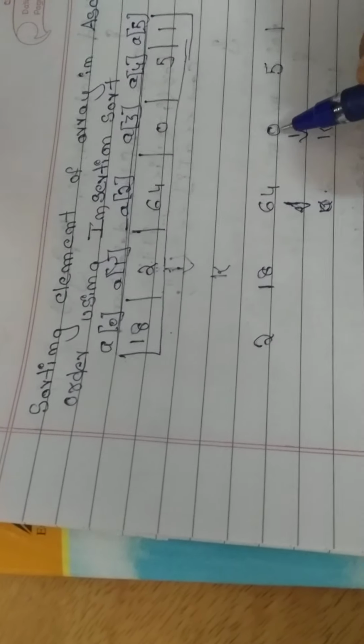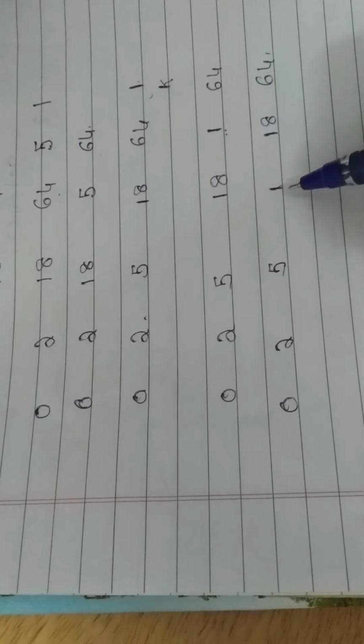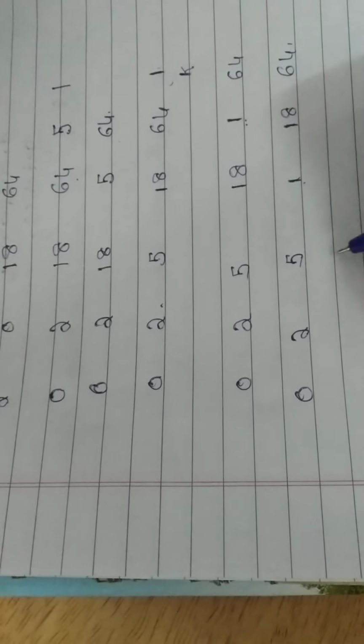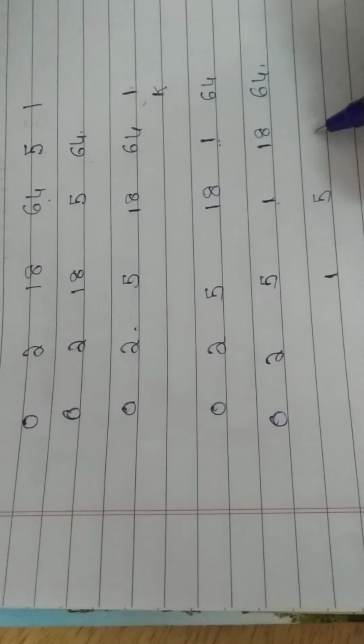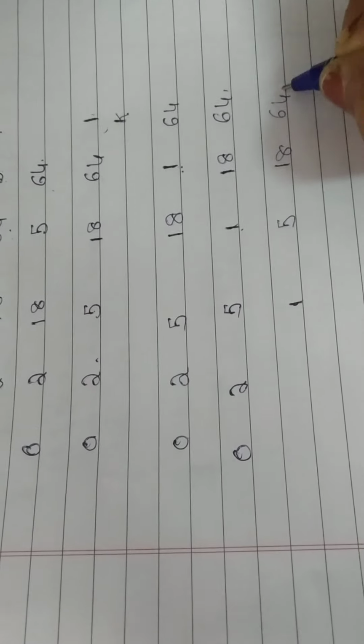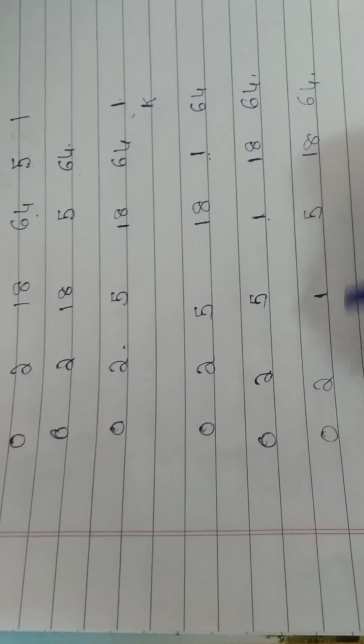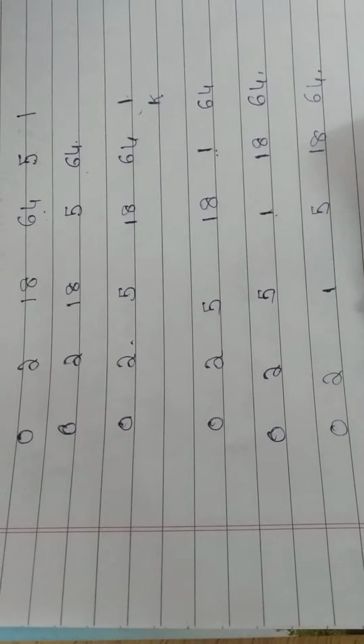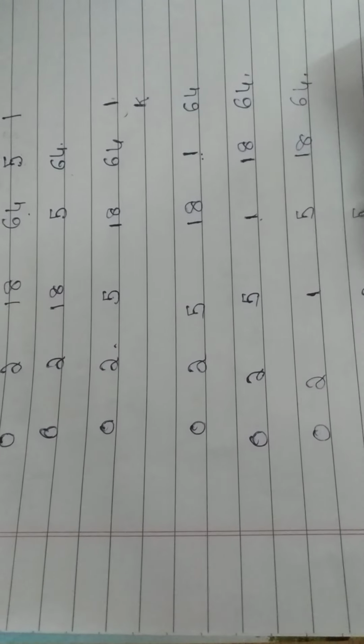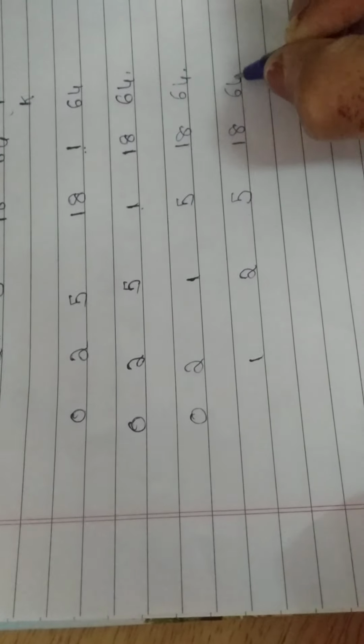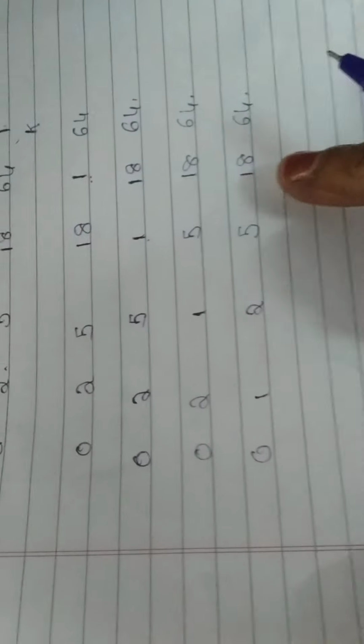5, 18. Now you can see here, what is there? 1. 1 is a less value, so we'll shift 1 here. So 1, 18, 64 is here. Now 5, 2, 0 is here. Since this is the less value, 1 will come here and 5 will come here. 18 and 64 will be here. So now 0, 2 is there. Again 1, which is the key element, I told you we have to compare with all. So 1, 2, 5, 18 and 64 are there. Now 0 is here. That is how it happens.